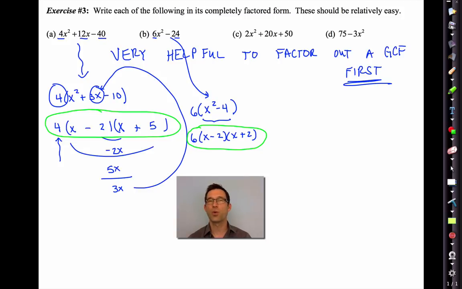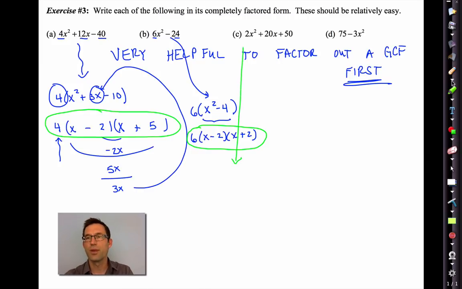All right, let's work through it. Let me try to find a little bit of room, maybe down here for this one, below this. So I look at the 2, the 20, the 50. This isn't too tough. We factor out a 2. And we'll end up having x squared plus 10x plus 25.